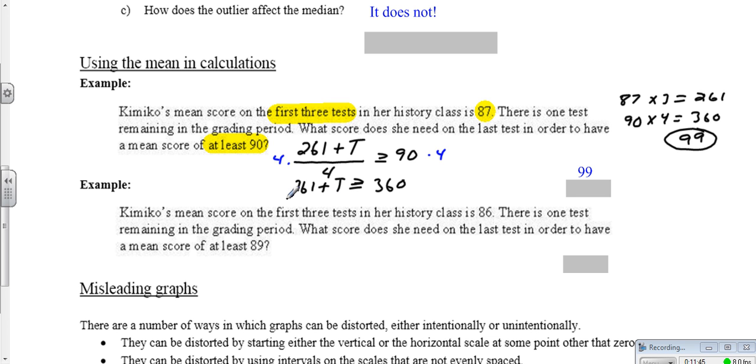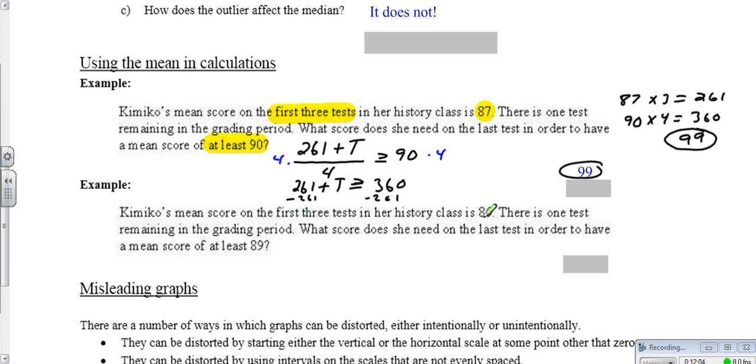And then I would subtract 261, and we would then get 99. Same answer, but that's the official algebraic way of doing it. Nice to do it with the intuitive way because, well, one less formula to memorize. So let's look at the next question.